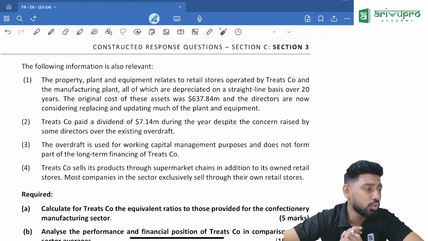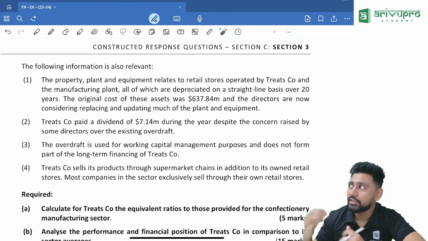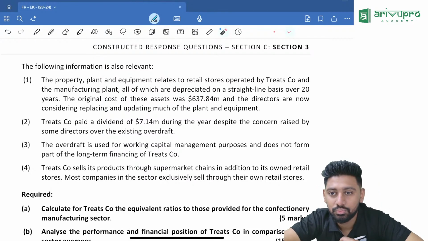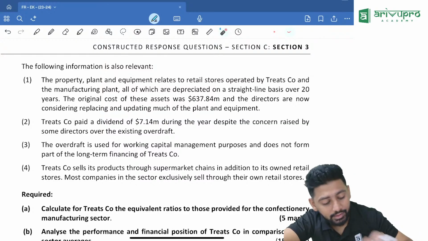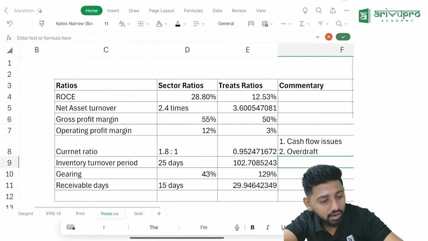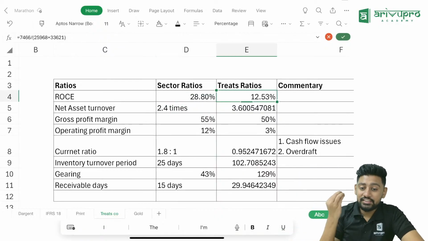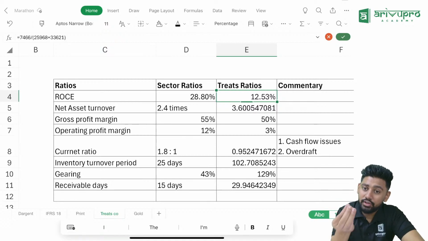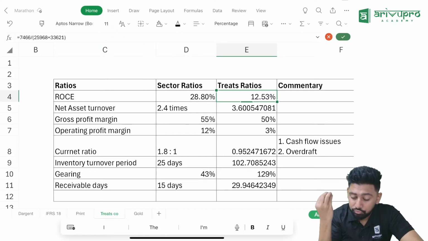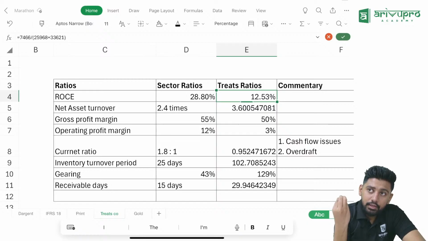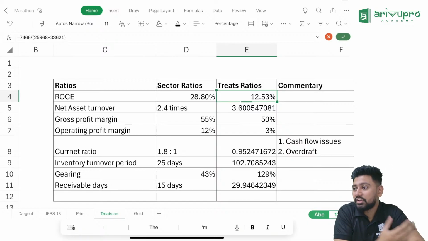Now because our assets could be having a lot of wear and tear, it's not generating enough revenue, probably. And that could be one of the reasons why our ROCE is falling down. Our ROCE is falling down significantly compared to the sector. It could be due to low profit margin. Our operating profit margin is very less because of our operating cost going up.